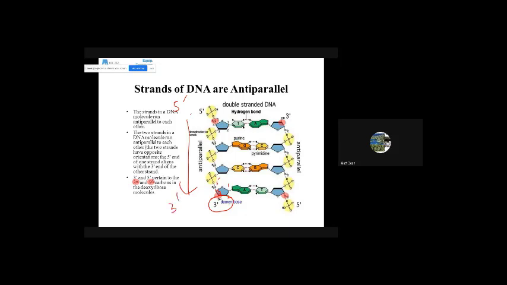Whereas this other strand, notice the bottom carbon on this sugar is the 3 carbon, and the top carbon on this sugar over here is 5. So we might say that this strand runs from 5 to 3. Because of this different orientation of the 2 strands, we say that the strands are anti-parallel. And that anti-parallel nature plays a big part in how replication works. We're going to talk about replication here in a second.